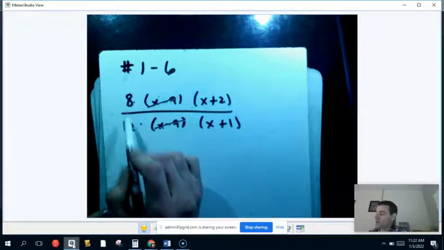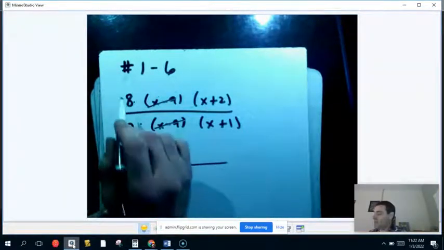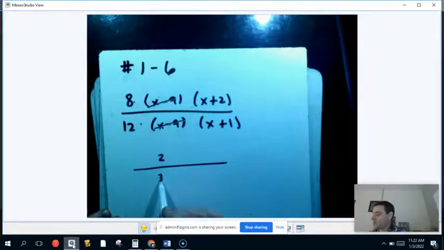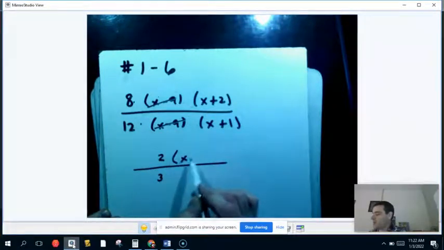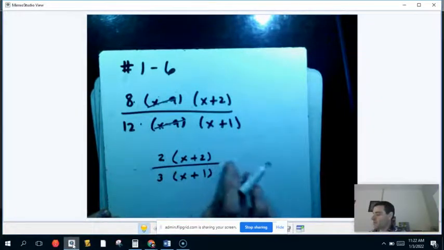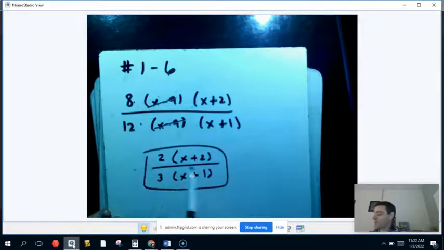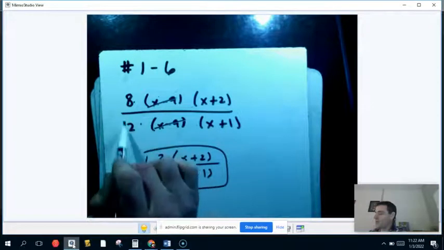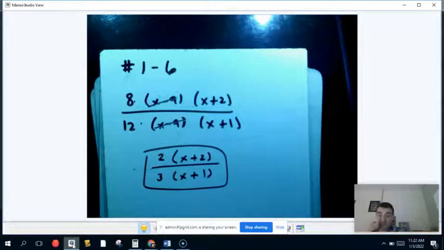Also, 8/12. Pretty easy to reduce that. 8 over 12 is the same thing as 2 over 3. So we want to look to do that also. Nothing we can do about the x plus 2 or the x plus 1. So our final answer would look like this. Again, the 2/3 came from 8/12. The x minus 9s just cancel.